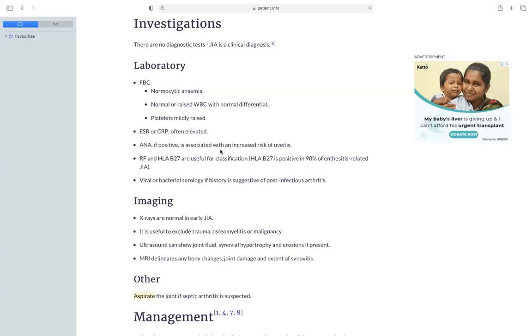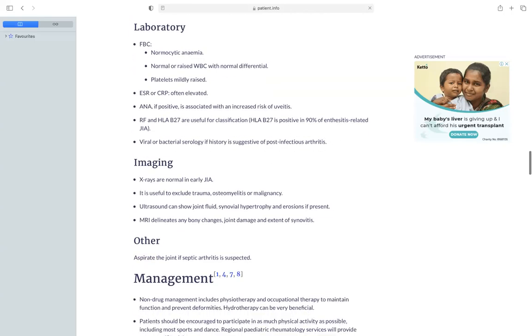If ANA is positive, it is associated with increased risk of uveitis. You'll do rheumatoid factor and HLA-B27. HLA-B27 is positive in 90% of enthesitis-related JIA. Viral and bacterial serology only if you suspect post-infectious arthritis. Then what are the imaging studies?